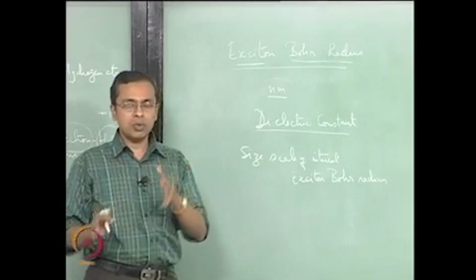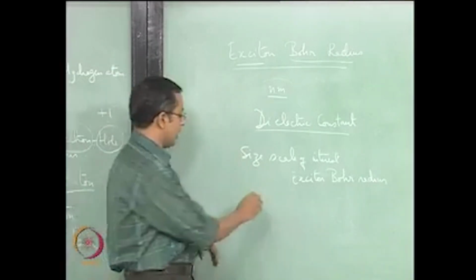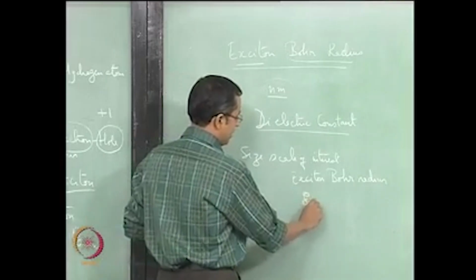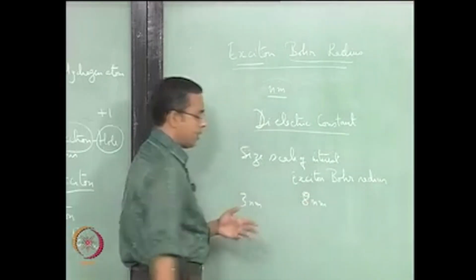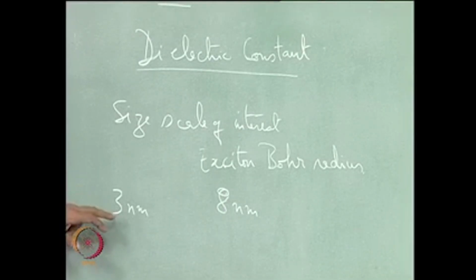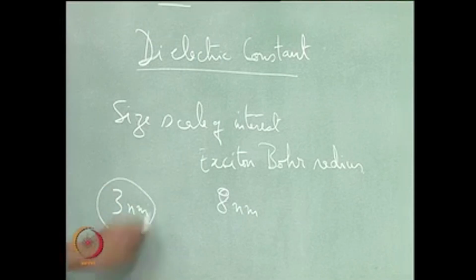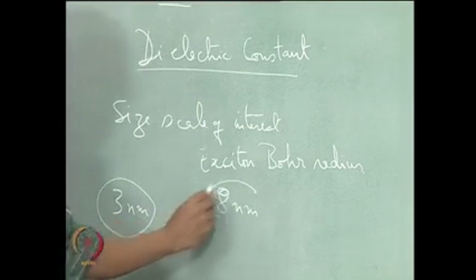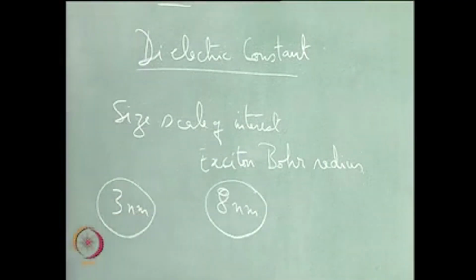So once you know that exciton Bohr radius, whatever it is, it may be 3 nanometers for some material, it may be 8 nanometers for some other material and so on. So we may have different values for the exciton Bohr radius, and based on the material you have chosen, this would then be the size scale of interest for you to start seeing nanoscale effects, and for another material this would be the size scale of interest. So clearly there is a factor of 3 difference here.